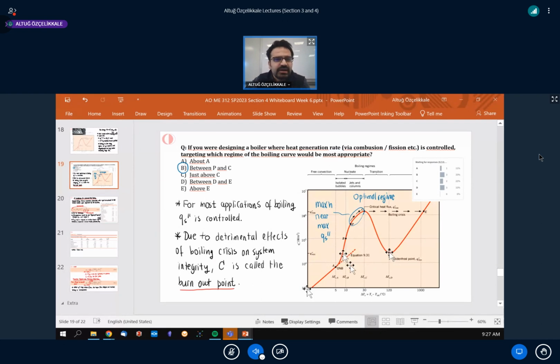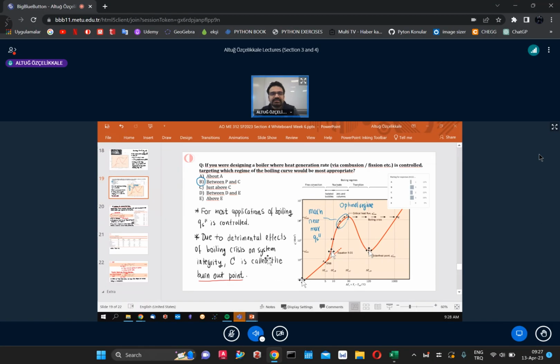Okay, great. So this is somewhat like tracing a thermodynamic process in a diagram, right? So it is similar to that. Let's talk about film boiling.